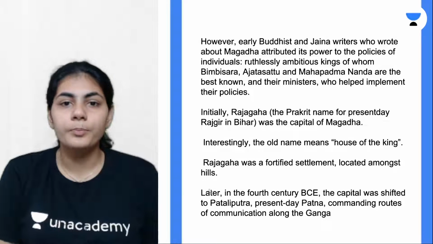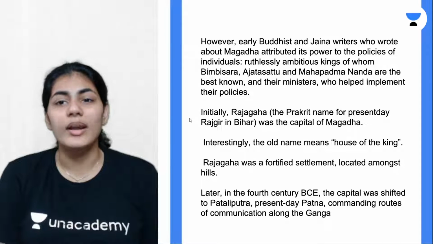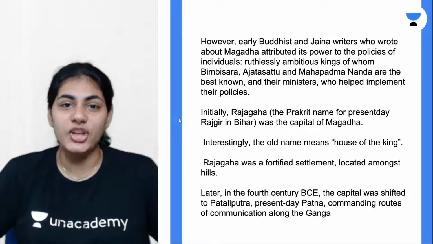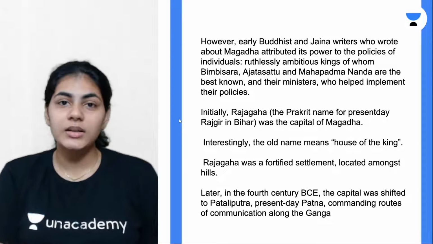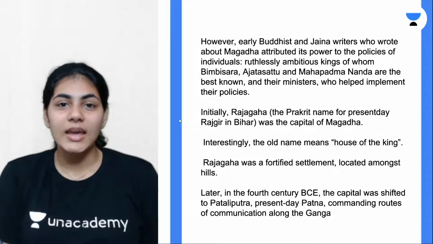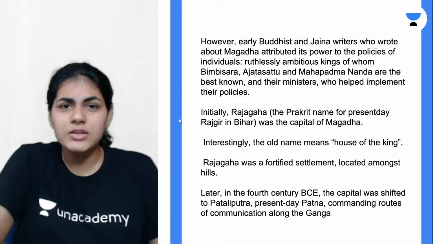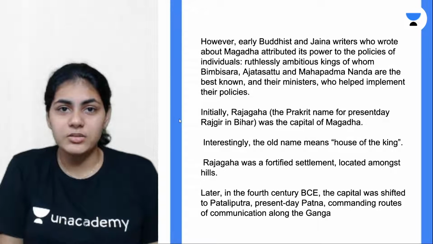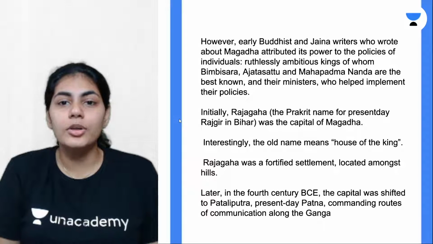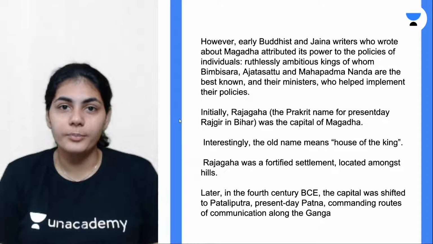Cool. So, however, whatever was written about Magadha in these Buddhist and Jaina books, they had another theory as to why Magadha became very powerful. They say that it's not because of all these natural factors like availability of iron mines or rivers or elephants. These are natural factors. You did not do anything about it. But these Buddhist and Jaina writers often attribute the power of Magadha to the policies of the individual rulers who ruled over Magadha.